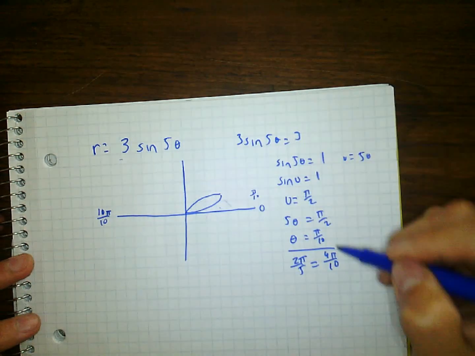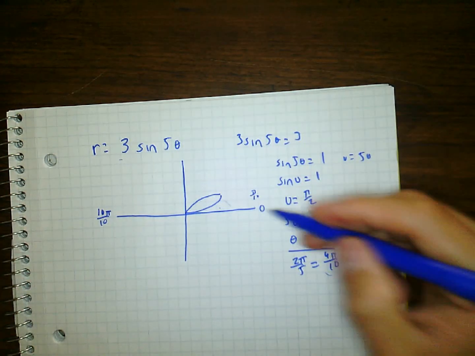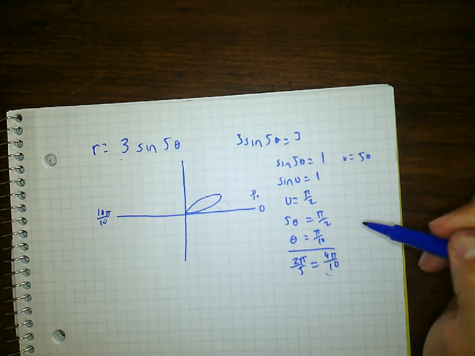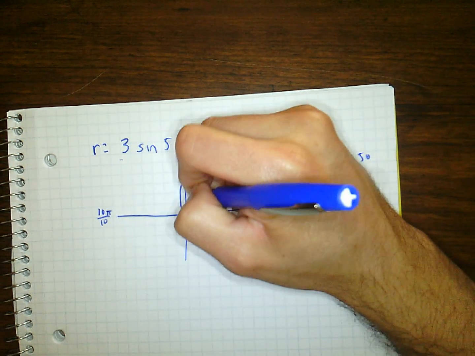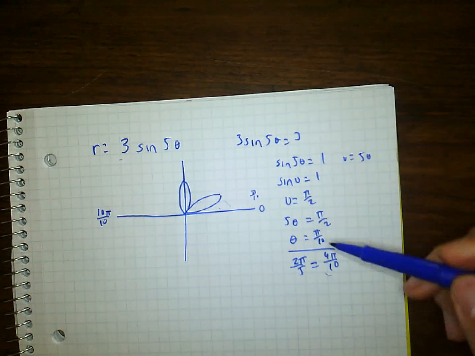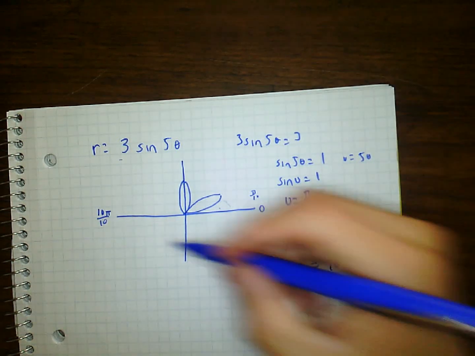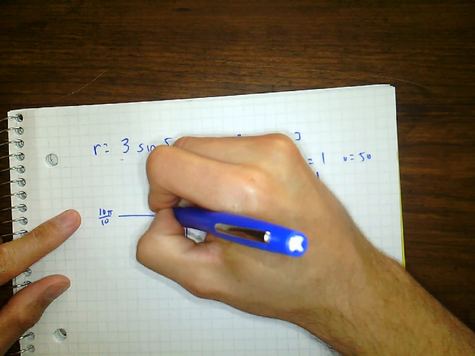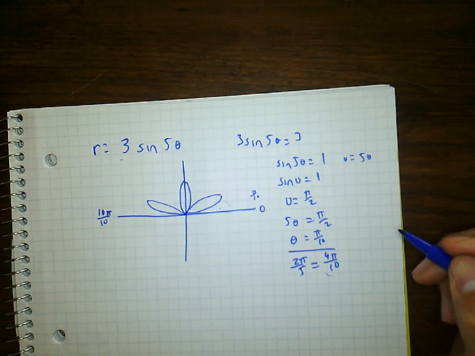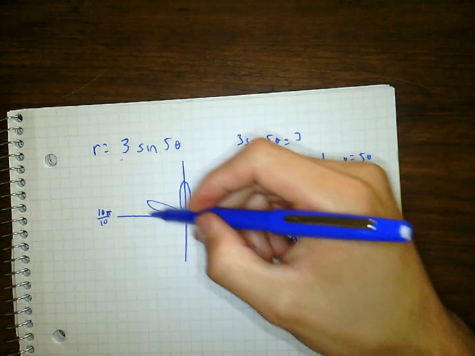Okay, now every 4 pi over 10, I'm going to have another one. So pi over 10 plus 4 pi over 10 is 5 pi over 10, which would be pi over 2. So that would be a length of 3. So there's another one. Now, if I add another 4 pi over 10, that's 9 pi over 10. That's a little bit less than 10 pi over 10, so it's going to be about right here. And remember, there's going to be some symmetry because it's sine. That makes sense. Cool?